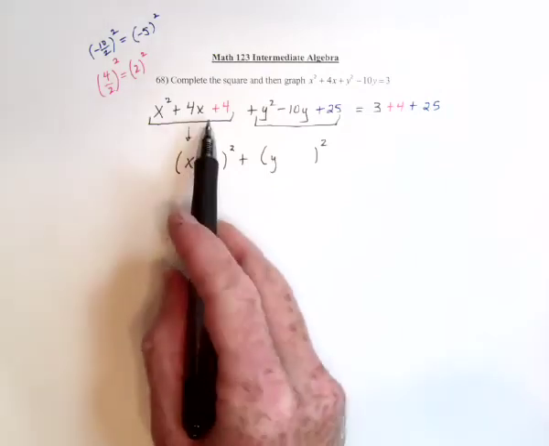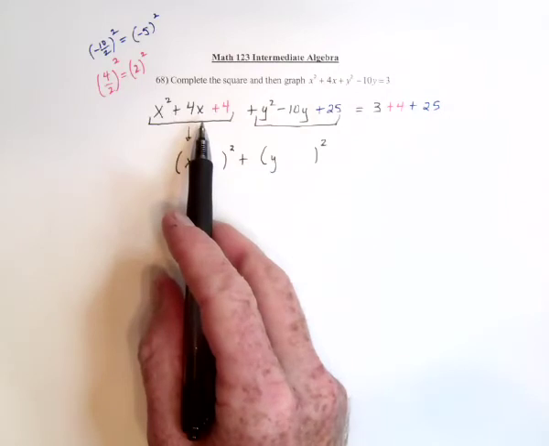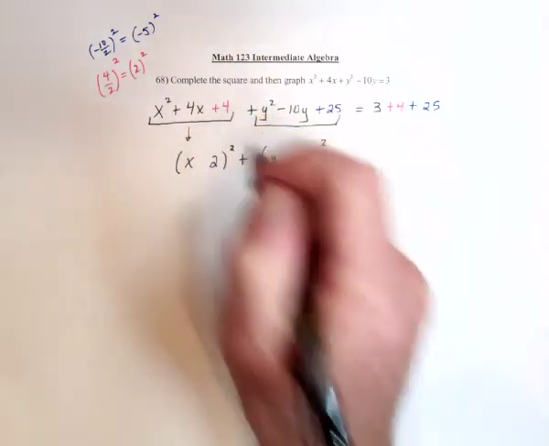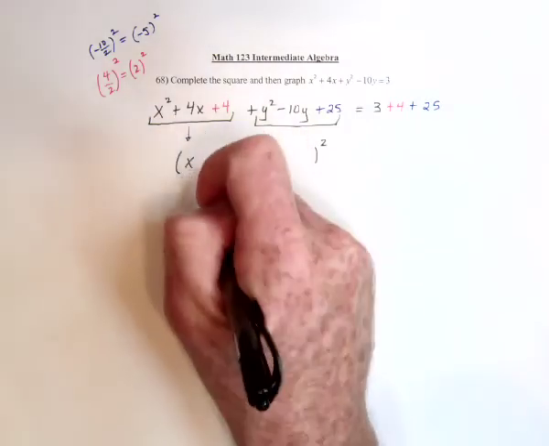Well, you could either use your factoring skills to figure out, well, if it's something times itself and it has to equal 4, that must mean it's a 2. Then should I use plus 2 or minus 2? Well, these are both positive, so I have to use a positive.